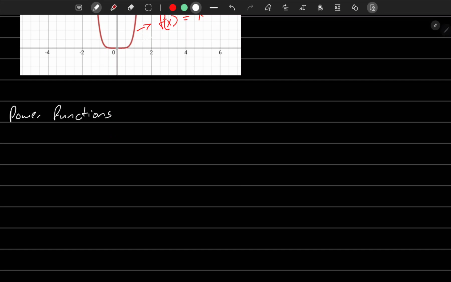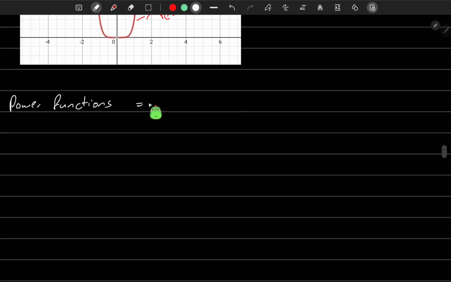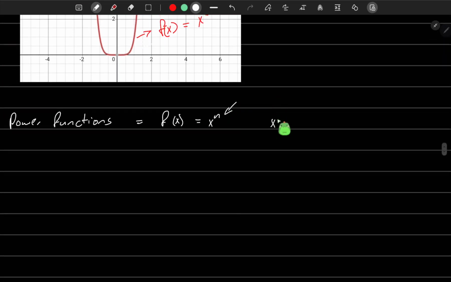But a power function is just some function f of x equals x to the power of n. So x to some exponent n. This could be anything like x to the 5 or x to the 6 or x to the 7. This is called a power function.